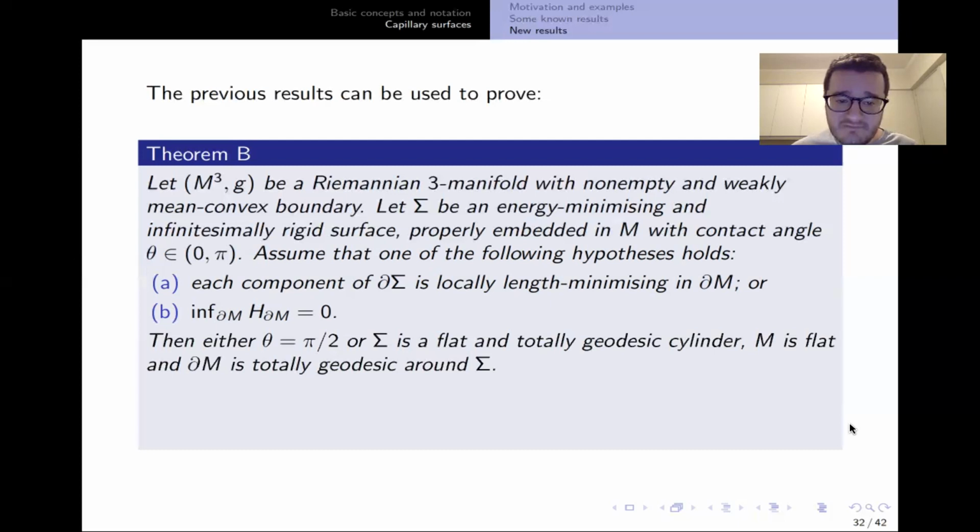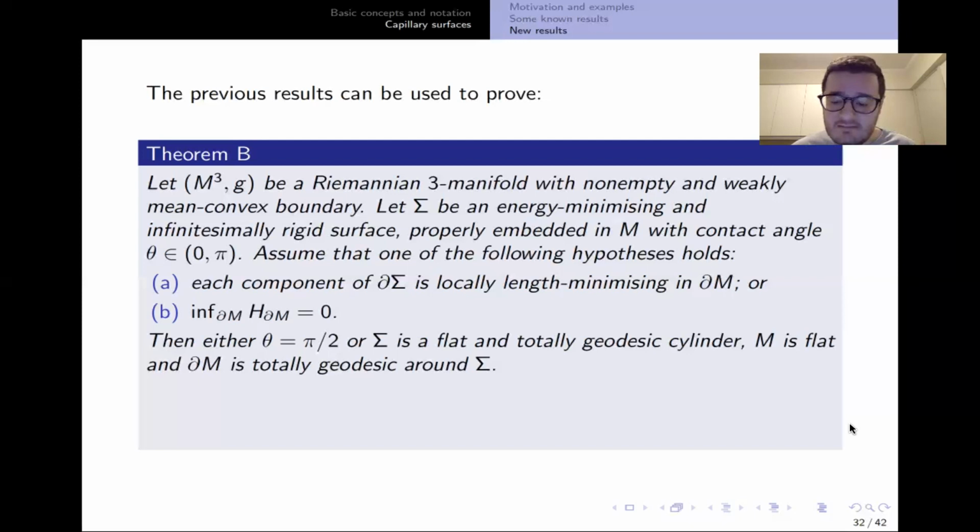we have the following result. Either the capillary angle is equal to pi over 2, so we have a free boundary stable minimal surface, or if theta happens not to be equal to pi over 2, then a rigid thing occurs. Sigma is a flat surface, so it has zero Gaussian curvature, and is a totally geodesic cylinder. And moreover, M is flat in a neighborhood of sigma, and the boundary of M is totally geodesic around the boundary of sigma. So this is a very particular case that occurs when we assume the hypotheses of this theorem.